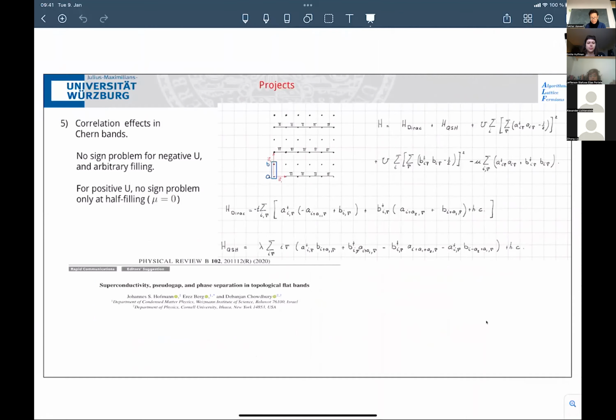How am I doing with time? Should I stop here and continue tomorrow, Jefferson? I think it's okay if you do the fifth model, and then for tomorrow you have the other five.